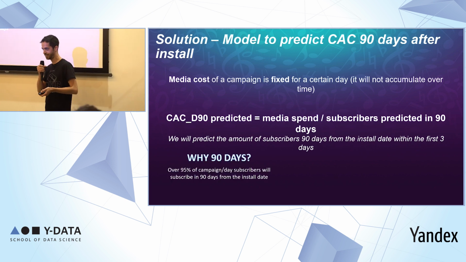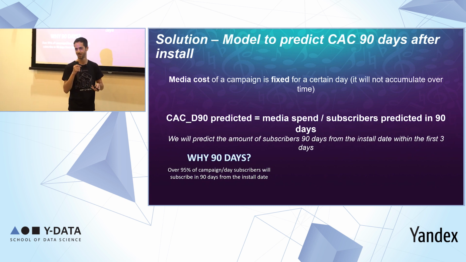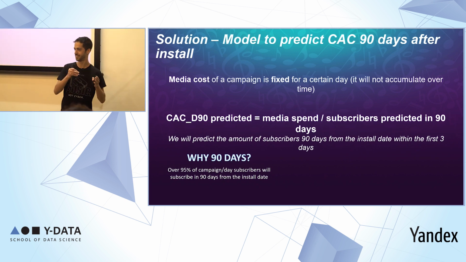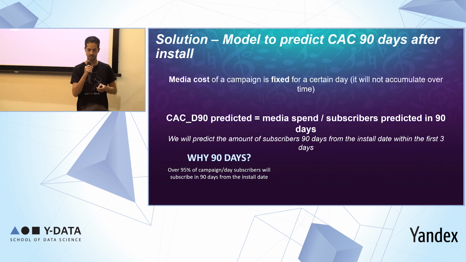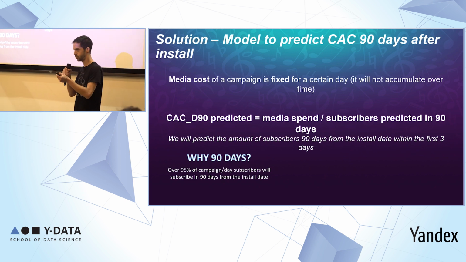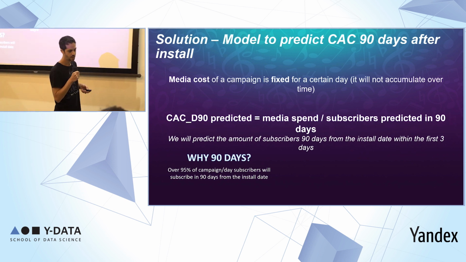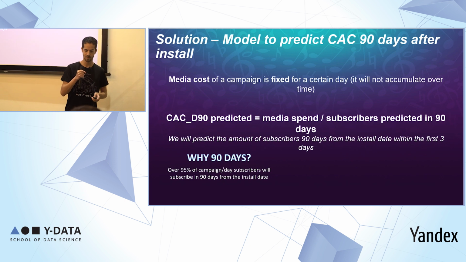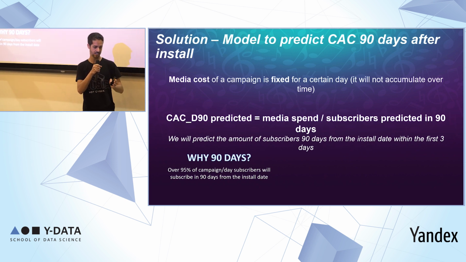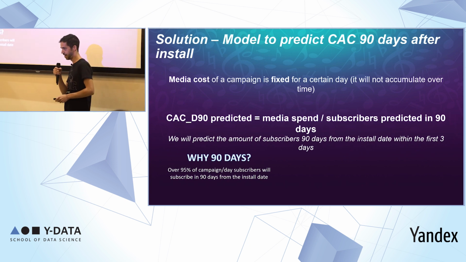The first is why 90 days? As we all know, our training set needs to be greater than or equal to 90 days ago for each test we want to do, because we can't predict while the target has not finished accumulating. So we looked for the shortest amount of time in which we can get a good enough estimation for the final results of the campaign. And over 95% of subscribers from a given campaign and date will subscribe in the first 90 days after the install date. So this is a really good enough estimation.